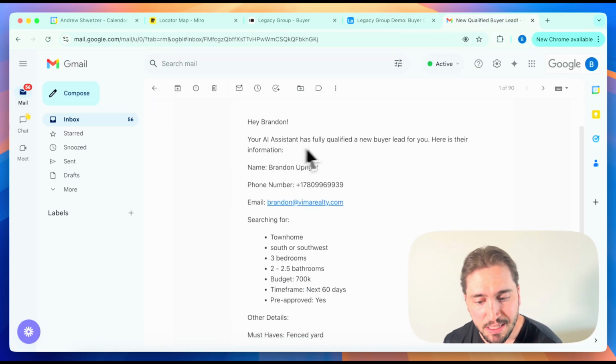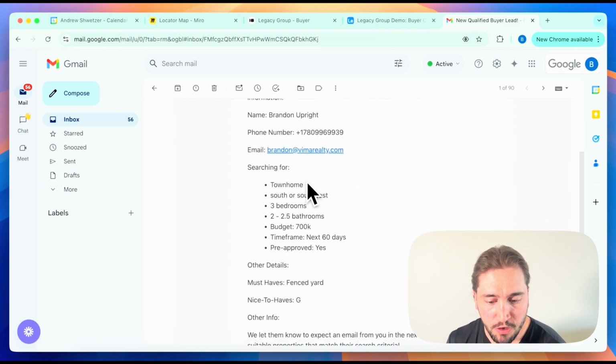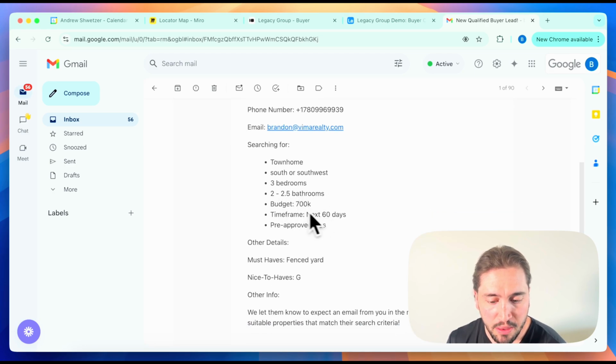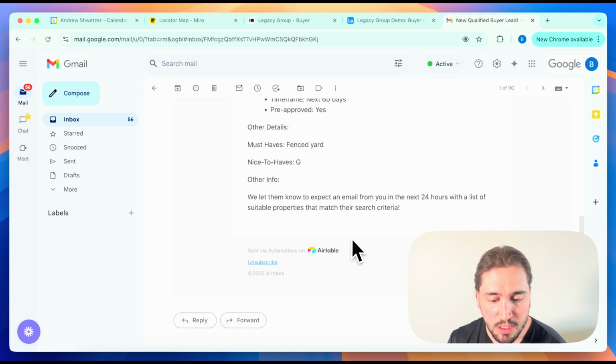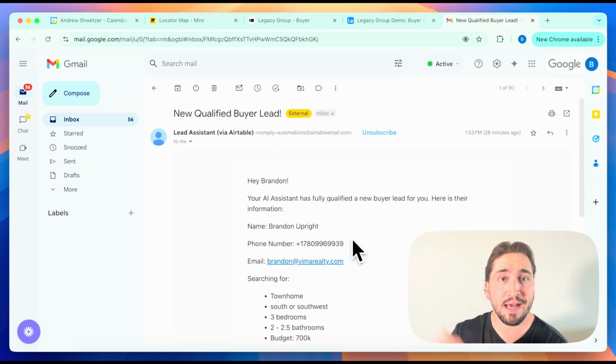Hey Brandon, your AI assistant has fully qualified a new buyer lead for you. Here's their information. So it gives me all their info. It's looking for a townhome, south or southwest, 3-bedroom, 2.5 bath, 700K budget, next 60 days. So it gave me all this information here, and then it also adds it to my CRM so that I can go back at any time and look at that.